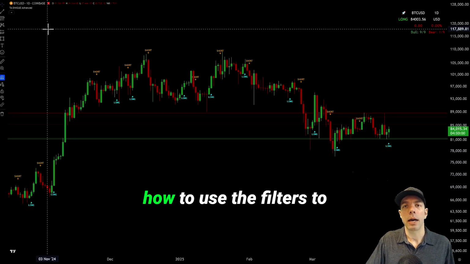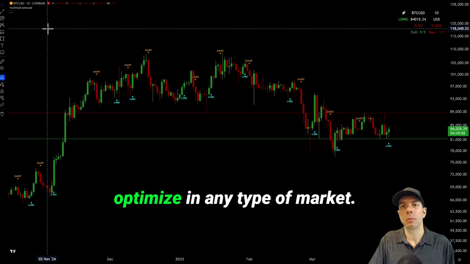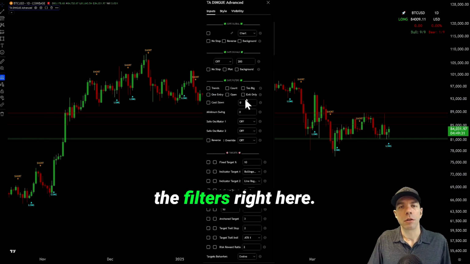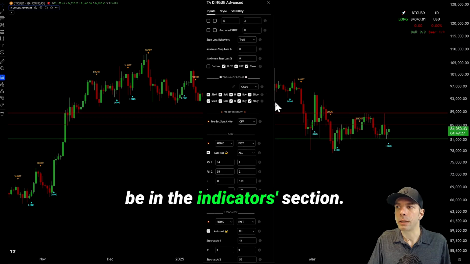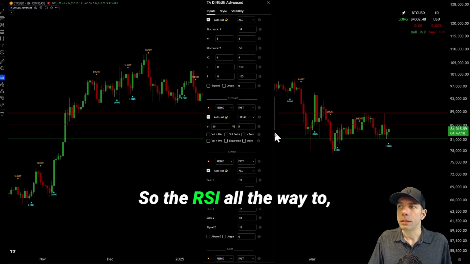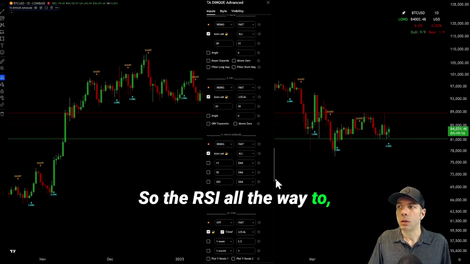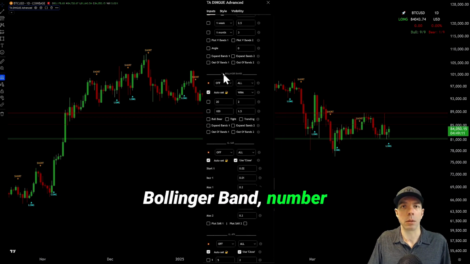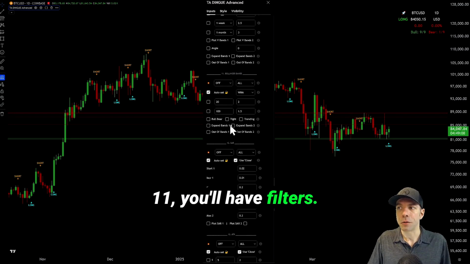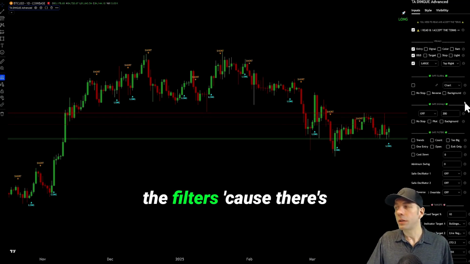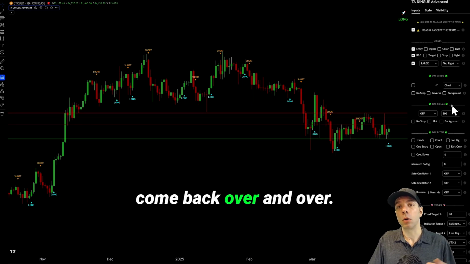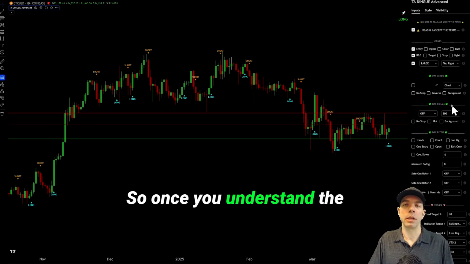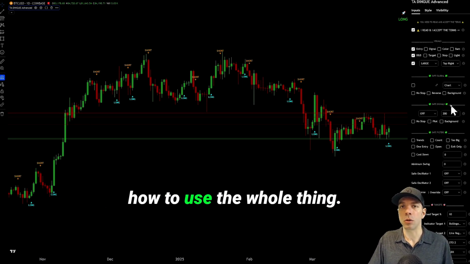Today we're going to look at how to use the filters to optimize in any type of market. We're going to look at the filters right here, but most of the filters are going to be in the indicators section. So the RSI all the way to Bollinger Band number 11. You have filters. We're not going to look at all the filters because there's too many, but a lot of them come back over and over. So once you understand the process, you're going to understand how to use the whole thing.